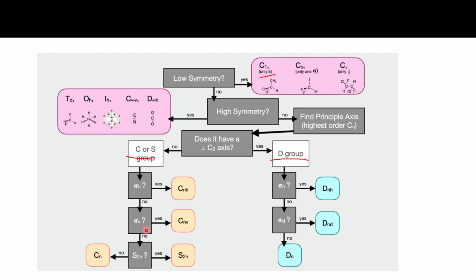Like if there is no sigma plane, maybe they are present as some improper rotation, like S2 is present or not. If that is present, then it comes as S2n. And if there is no improper axis present, only C, then that point group will be Cn.